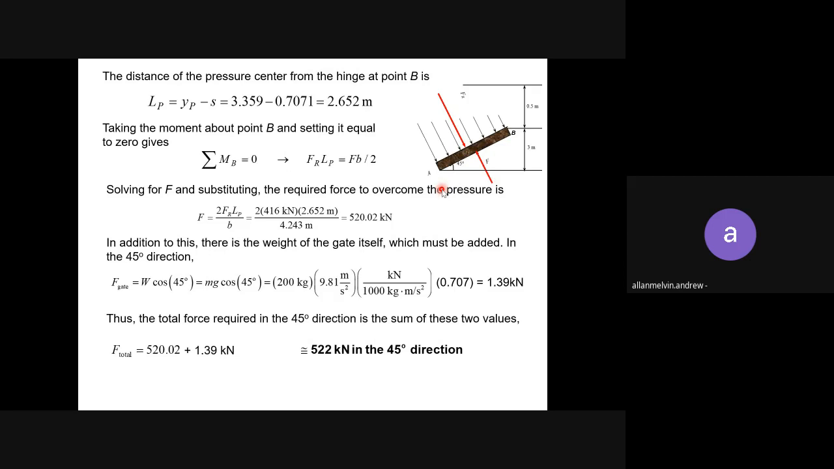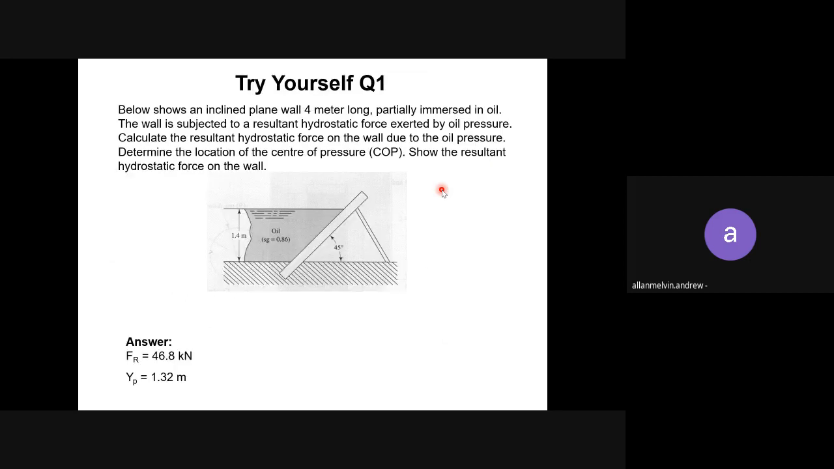Okay, so any question for the 3 examples? Any questions? Okay, so if there are no questions, you can try this. So you can try yourself. Maybe during the tutorial we will discuss these 2 questions. I have already given the answer. So try to find until you get this answer. This is actually quite easy question, if you understand. So if you don't understand, try to listen to this recording video of our example. Then you know how to find FR and also YP.